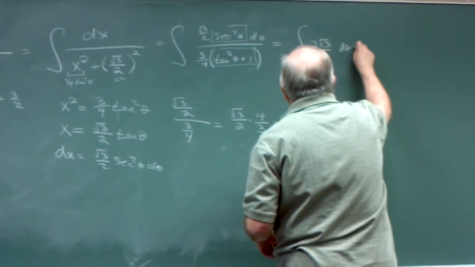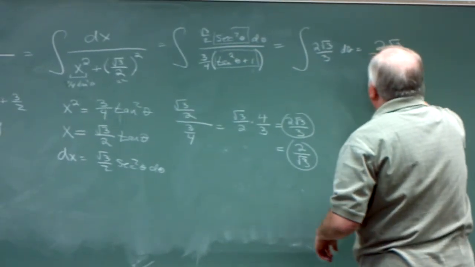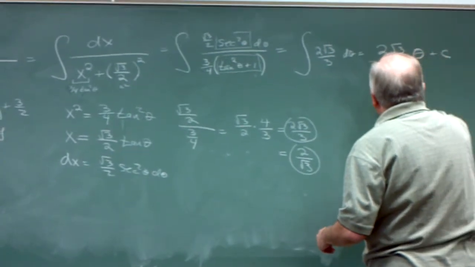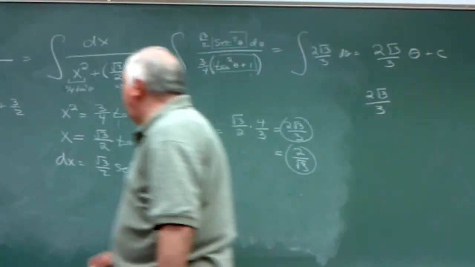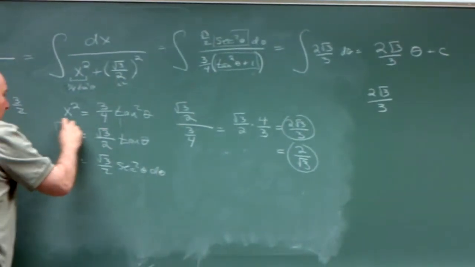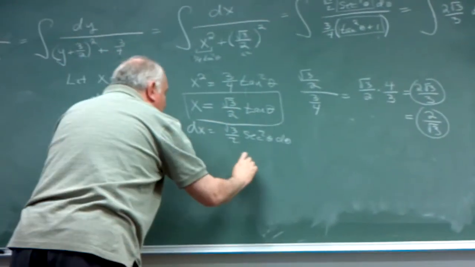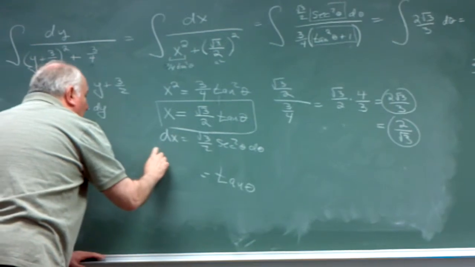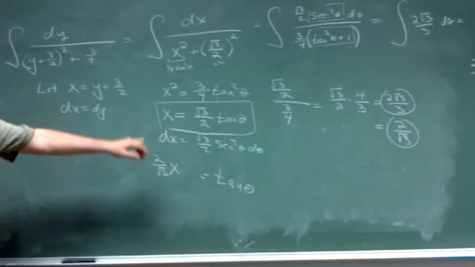So this is just 2 root 3 over 3 theta. Well, this is a constant. Integral d theta is just theta. You just have to go back and figure out what theta is. Well, to figure out what it is, we need tan of theta. So according to this, tan of theta, as you might have preferred it, 2 root 3 over 3.